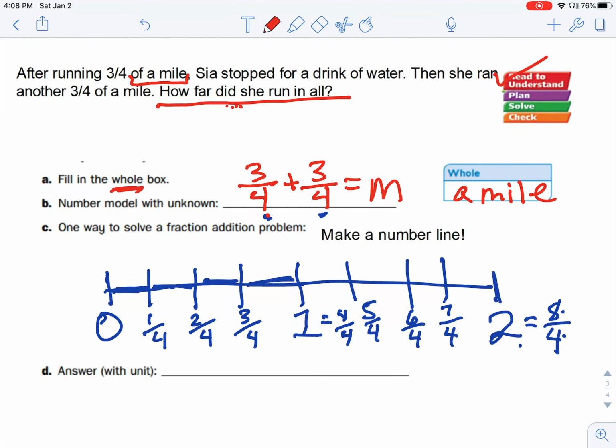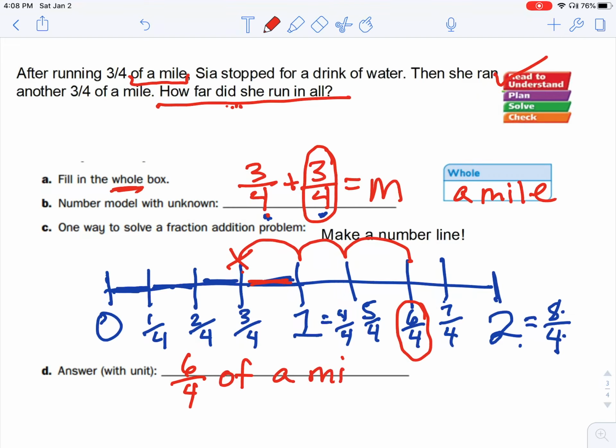So she did 3/4 to start, so I'm going to put here, she'd already ran 3/4, but then she ran 3 more fourths. Now remember, each interval represents 1/4. So I want to do 3 hops, or 3/4. 1, 2, 3. That's showing that she moved 3 more fourths, and then she ends up at 6/4 of a mile. So that's our answer, 6/4 of a mile.